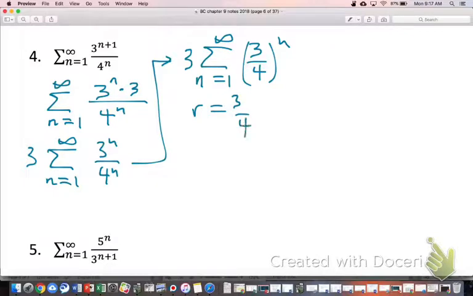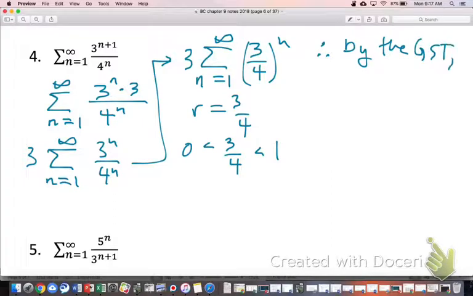3/4 is between 0 and 1, is it not? Last time we checked, yeah, I think so. Okay, so we could say, therefore, by the GST, the series converges. And if you wanted to do what Darian did, you could actually figure out what the series converges to as far as the number goes.